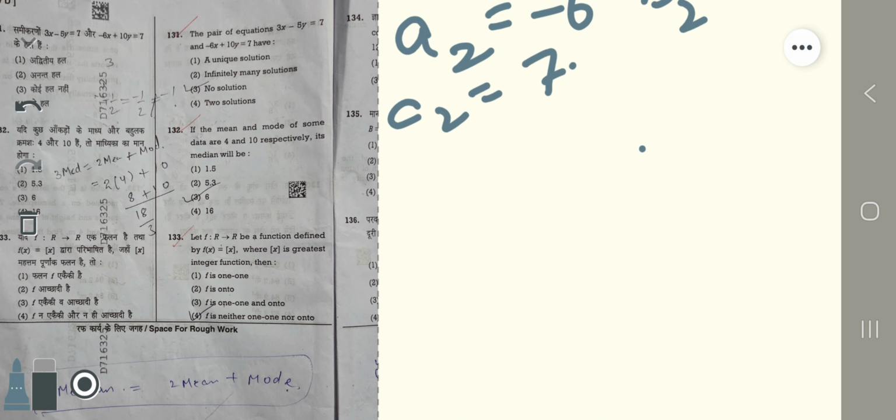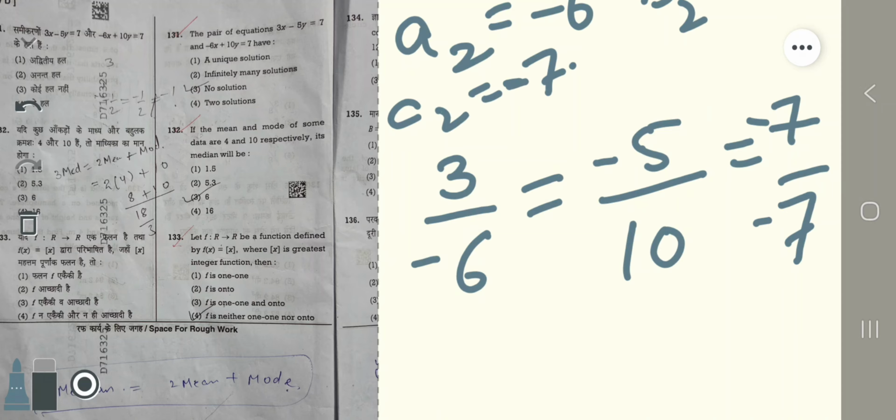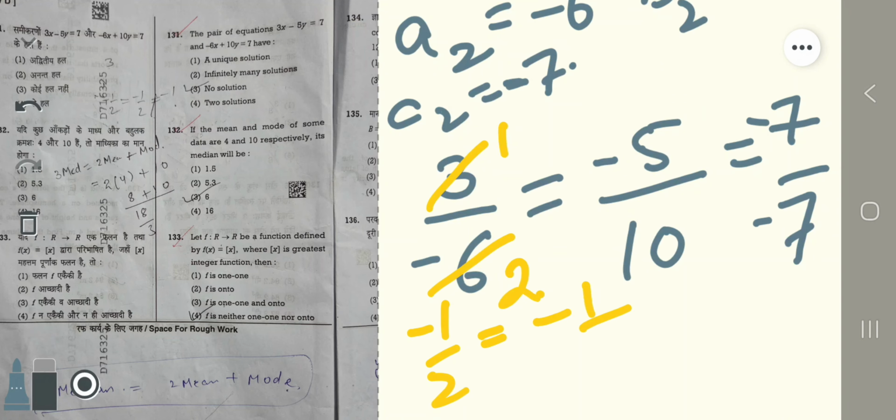Now what I write is what you should write directly in the exam. You don't need to write a1, a2, b1, b2. Directly write a1/a2 and put in the values: 3/-6, then -5/10, and -7/7. Let's check whether these are equal or not. Simplifying, we get -1/2, -1/2, and -1, which is not equal.